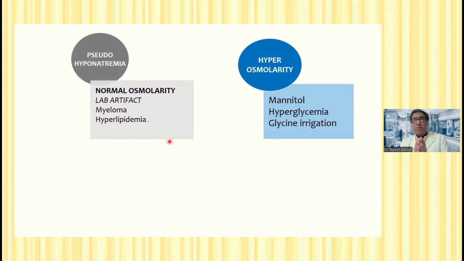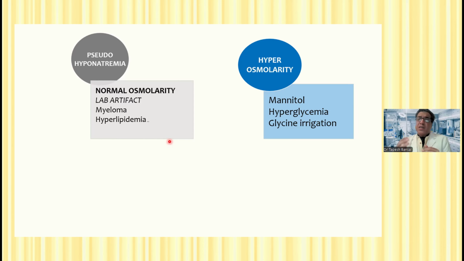Now, as far as hyponatremia is concerned, there's an entity called pseudohyponatremia. Here, the serum osmolarity is normal. It is a lab artifact caused by myeloma and hyperlipidemia, and extreme values of hyperlipidemia have to be there. Myeloma often causes it, but with the current technology used in the labs, this is not common anymore, though sometimes in myeloma you may get it.